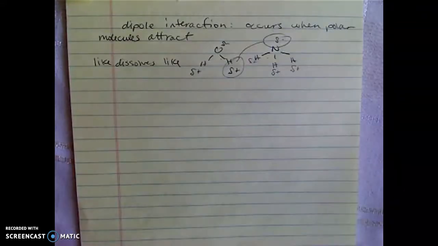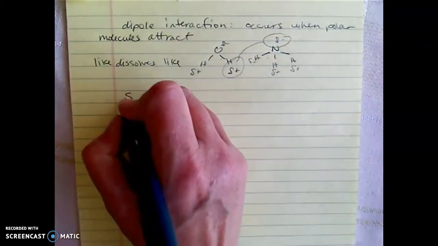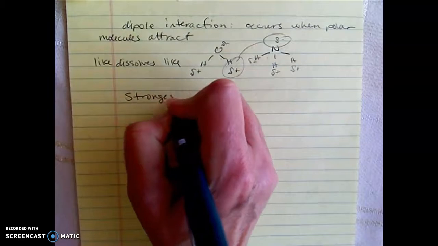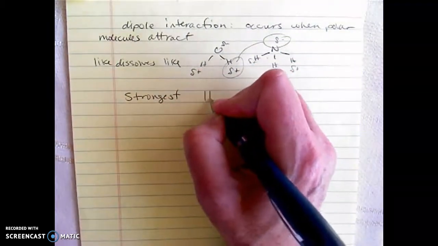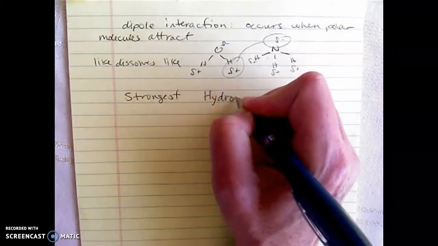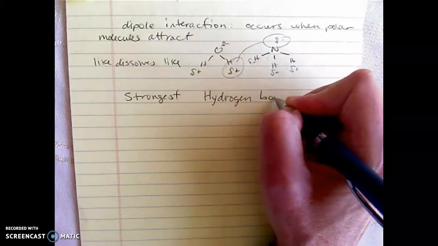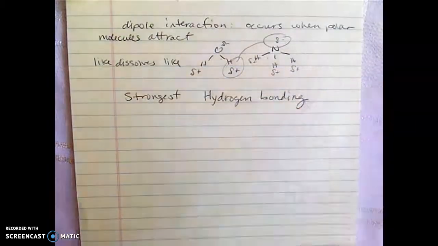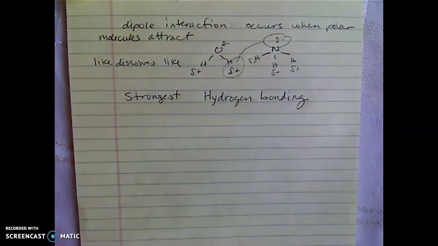So now we've covered both van der Waals forces. Again, dispersion, which is caused by the movement of electrons, and dipole interaction, which occurs when polar molecules attract to one another. Those are the two weakest intermolecular attractions. The strongest of the intermolecular attractions is called hydrogen bonding. Hydrogen bonding, okay. This is not a van der Waals force, but it is an intermolecular attraction.